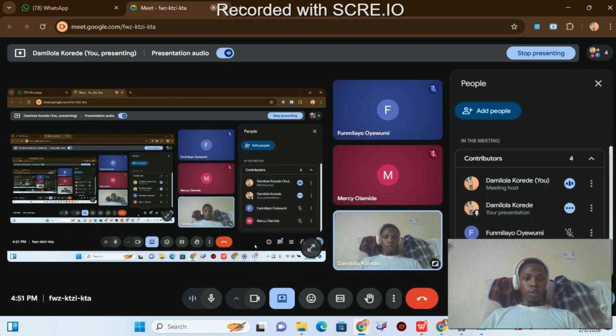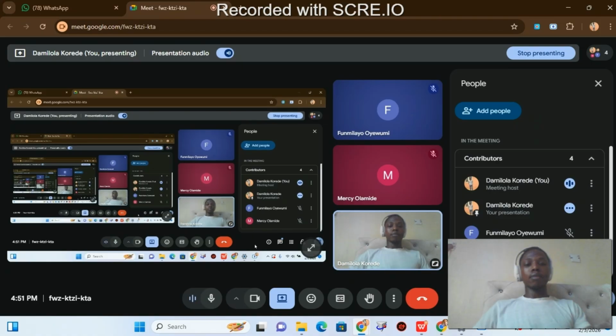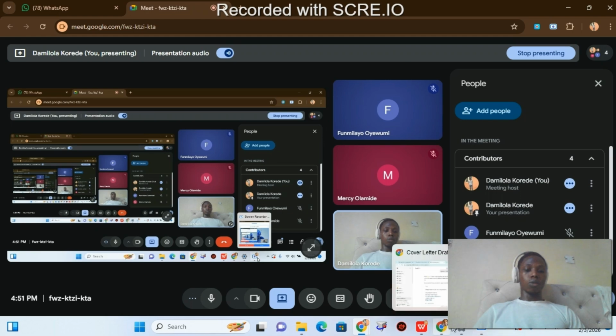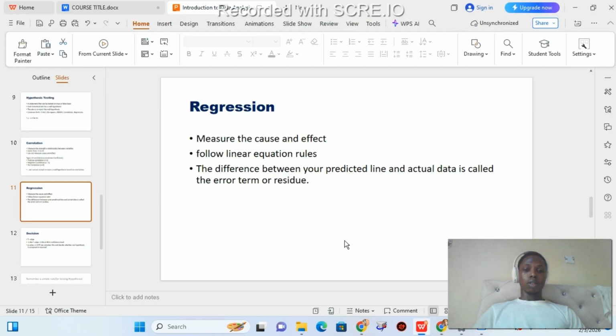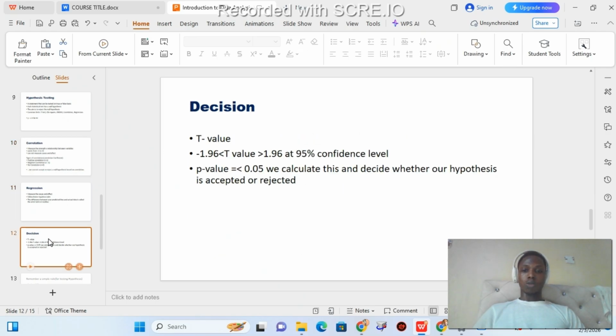So now that is where regression comes into play. Regression tells us what is causing the change and how one of the variables is affecting another variable. That is, it follows what we call a regression line of regression. A regression line of regression is basically a straight line equation.